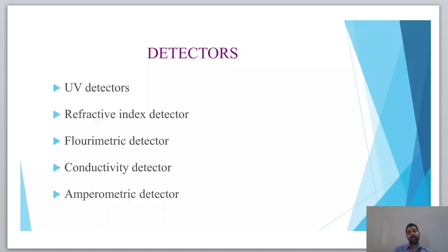Now moving to the next instrumentation part, that is the detector. There are mainly different types of detectors used in HPLC. Number 1 is the HPLC UV detector, next is the refractive index detector, fluorimetric detector, conductivity detector and amperometric detector. A mass detector is also used, that is LCMS.